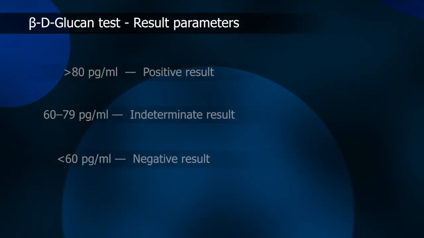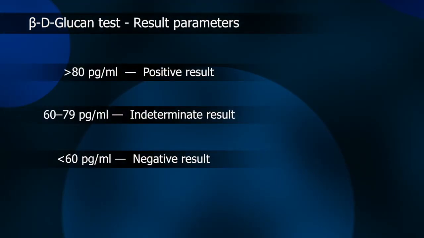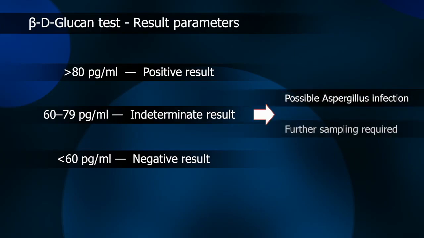Using this particular glucan test, values greater than 80 picograms per mL are interpreted as positive. Glucan values of less than 60 picograms per mL are interpreted as negative results. Values from 60 to 79 picograms per mL are interpreted as indeterminate results and suggest a possible fungal infection. Additional sampling is recommended.